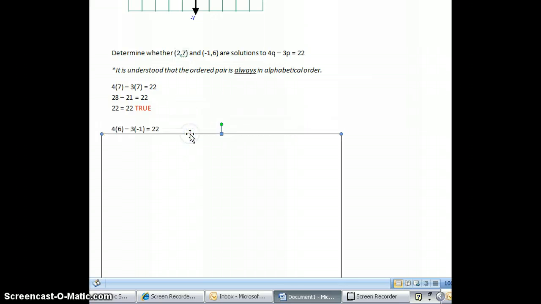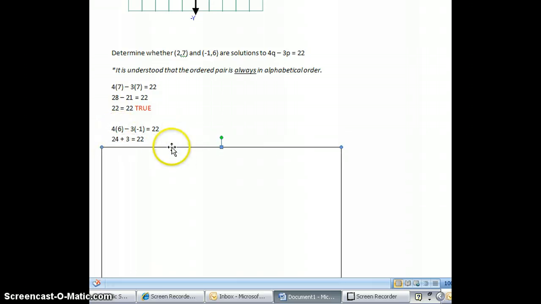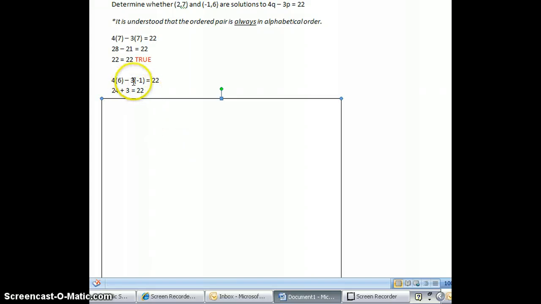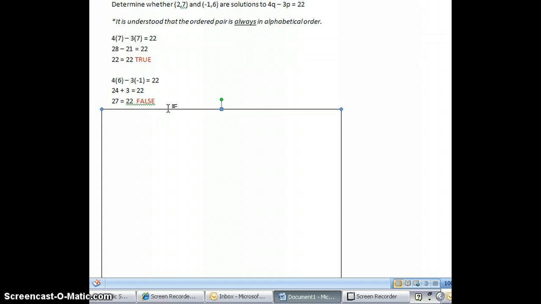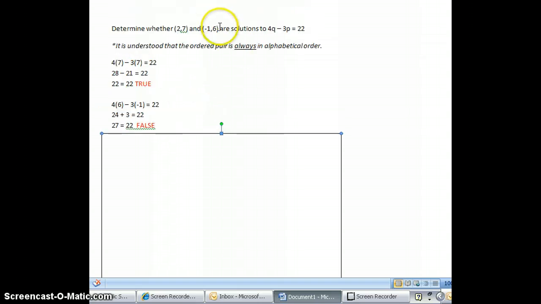Now, as we move down, we're going to take negative 1, 6. So we'll plug negative 1 into the P position, because it's over here, and 6 in the Q position, and then we will have 24 plus 3. Remember, negative times negative is a positive, and this states that 27 equals 22, which is false. So we've determined that negative 1, 6 is not a solution to that equation.